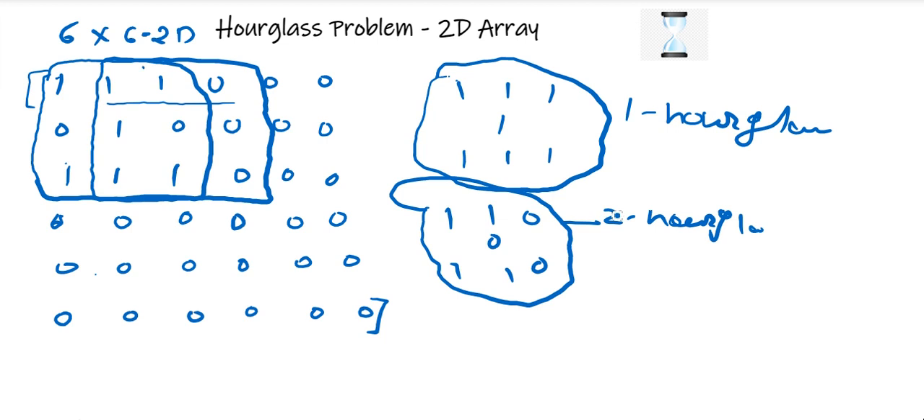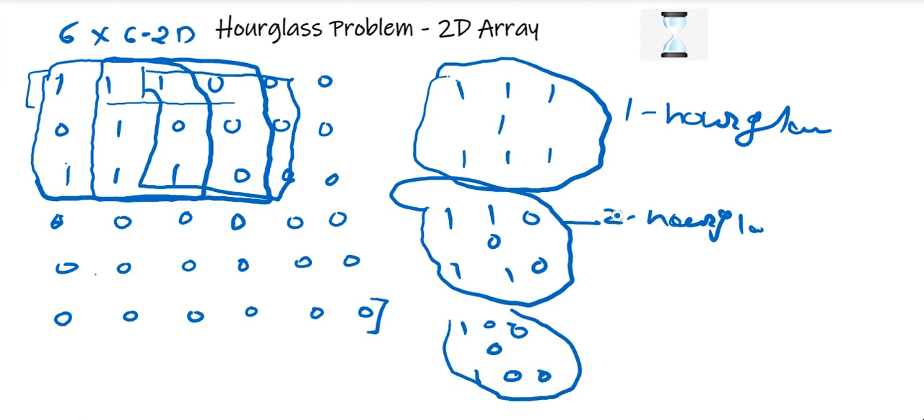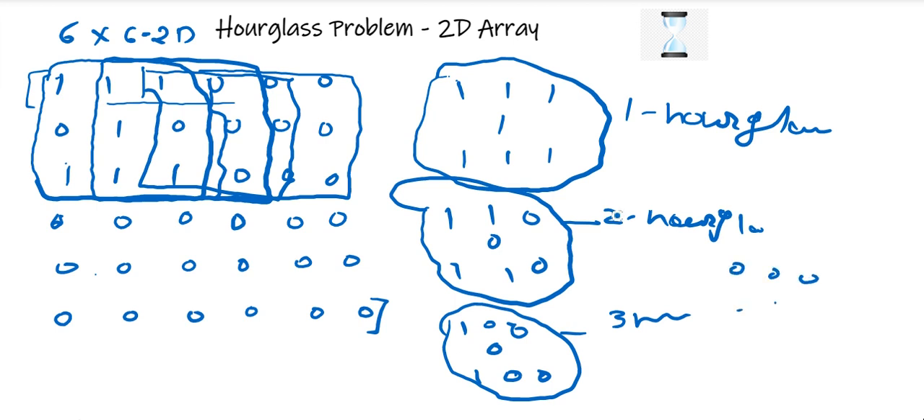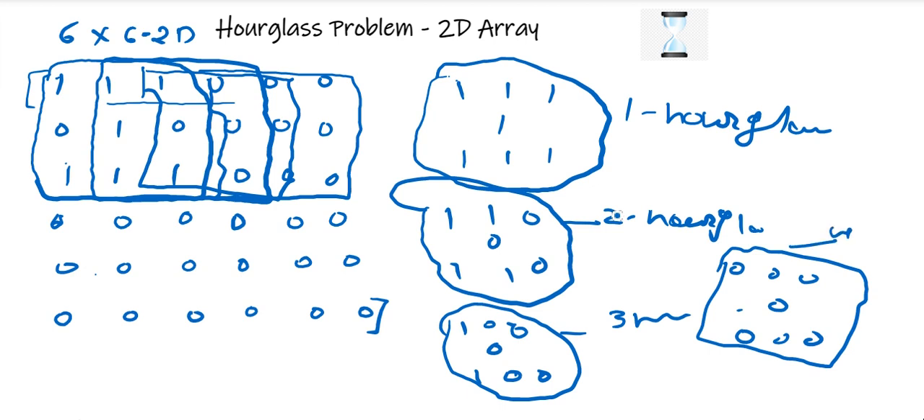Now we will go for the position at index 2. From here, this will be our hourglass. It will be written like 1 0 0, 0, 1 0 0. So this will be our third hourglass. Now the fourth, from the fourth index from here to this one: 0 0 0, 0, 0 0 0. So this is our fourth hourglass.